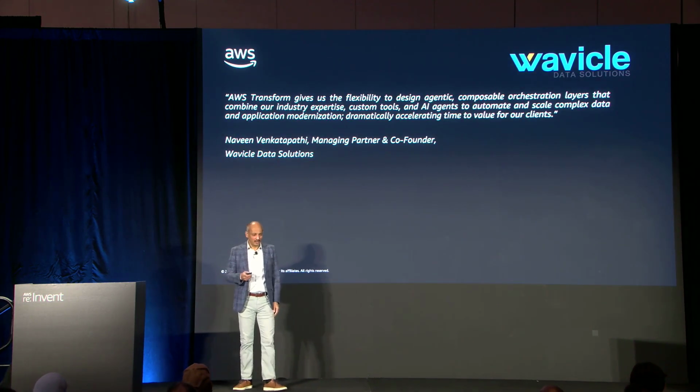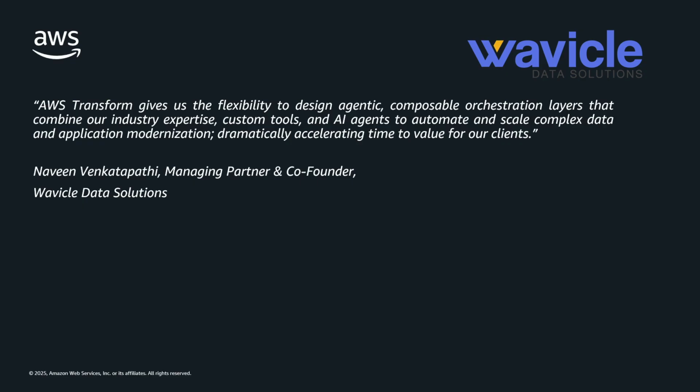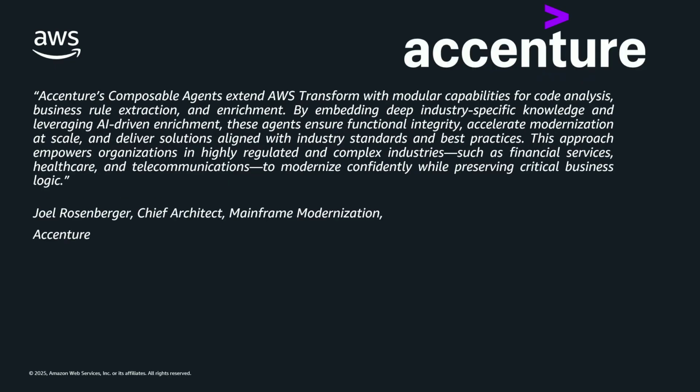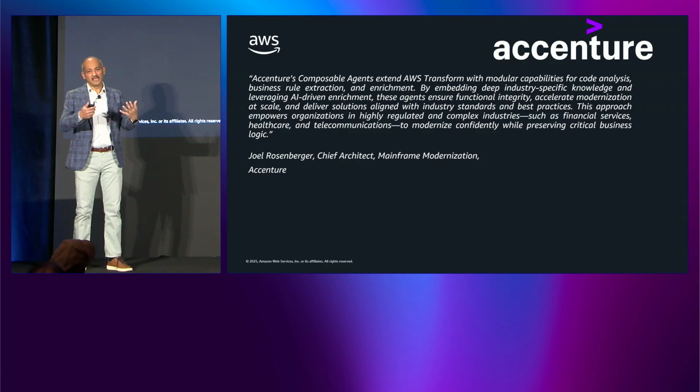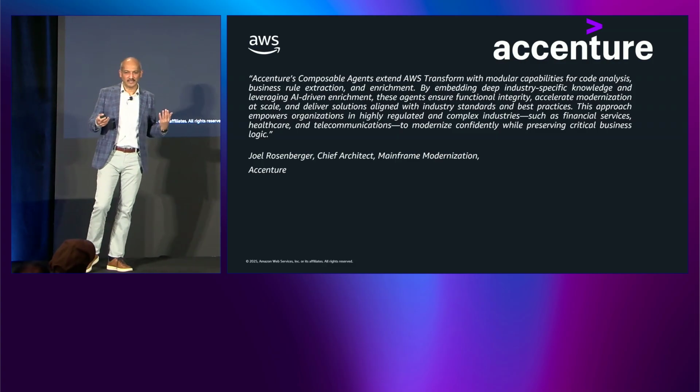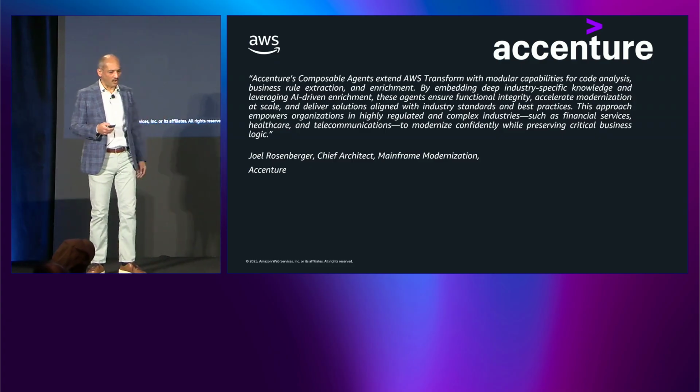Here are some more examples of other partners that we're working with. Wavicle, for example, has been building a BI migration agent in AWS Transform. Accenture, we've been working with them. They're taking an interesting approach to building a custom workflow in AWS Transform. They're bringing in their knowledge base. They've been working with customers for decades. They have a lot of knowledge about how to extract business rules. They're bringing in that knowledge base and enriching our business rules extraction agent to be even more powerful.